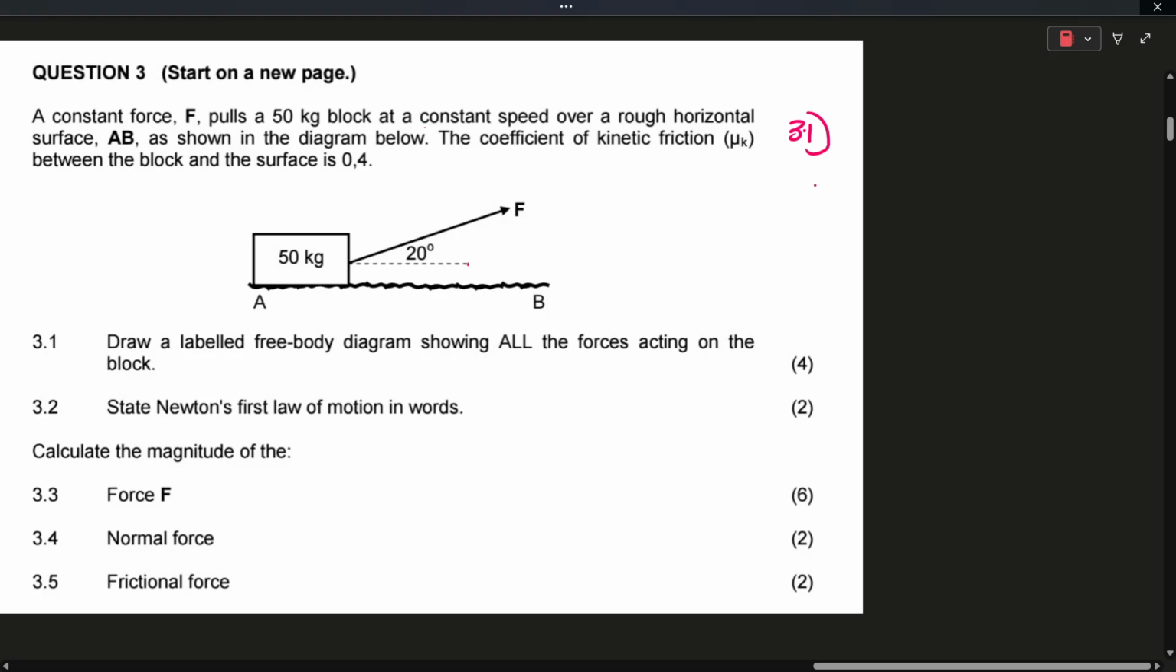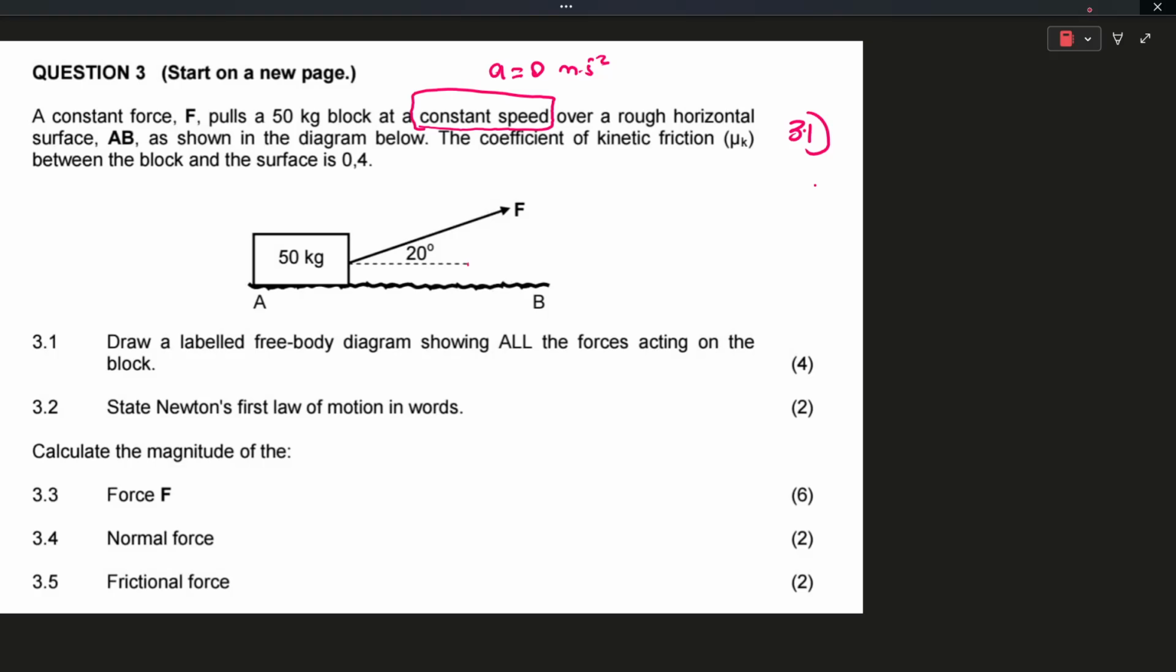A constant force F pulls a 50 kg block at a constant speed. What does that statement mean? Don't forget to pause the video and try it before we go through it together. It means acceleration is equal to 0 meters per second squared. That is the information we're given. And over a rough horizontal surface AB, as shown in the diagram below, the coefficient of kinetic friction mu k between the block and the surface is 0.4.